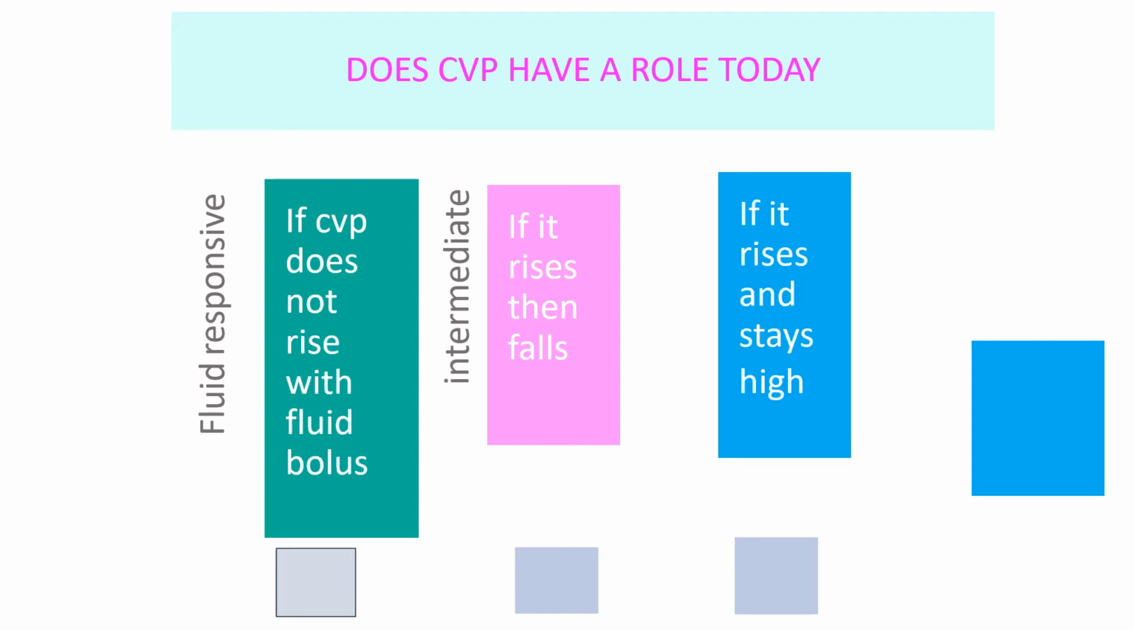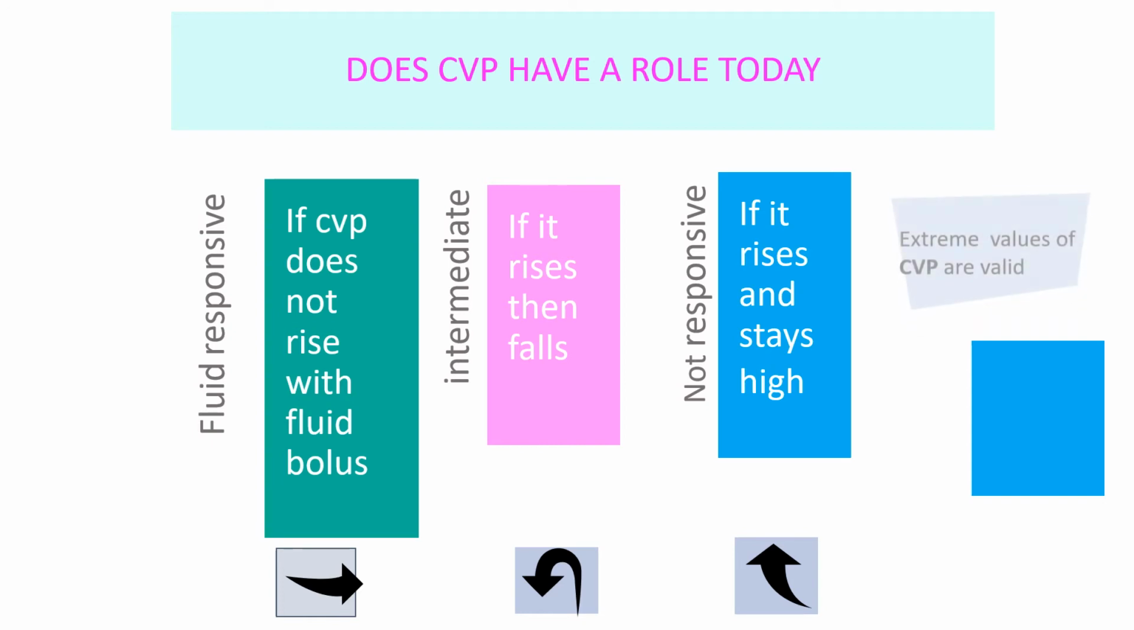And if it rises and stays high, it means that the patient is not responsive, his ventricles are full, and he should not be given fluids. So that is about CVP, one of the ways you can use CVP. The only problem here is you will be giving 500 ml to the patient, and if he is here, then you can actually cause some seepage of fluid into the lungs, and if it is ARDS, it won't be good.